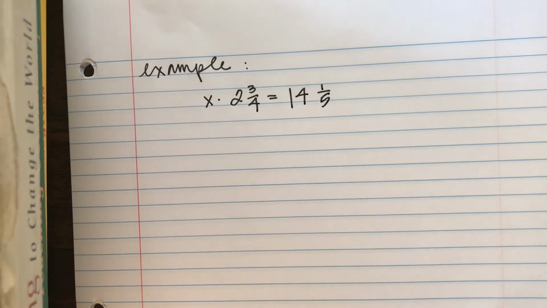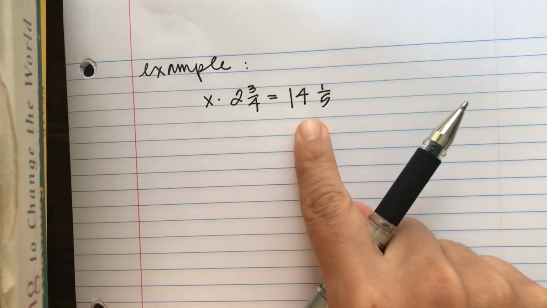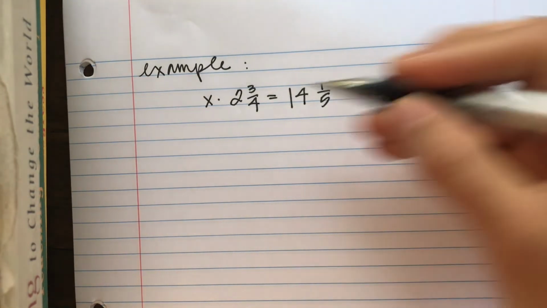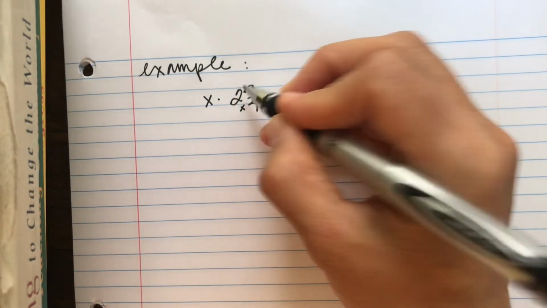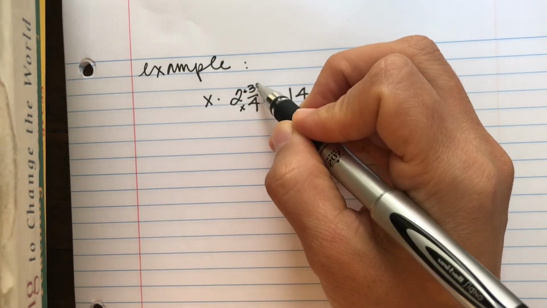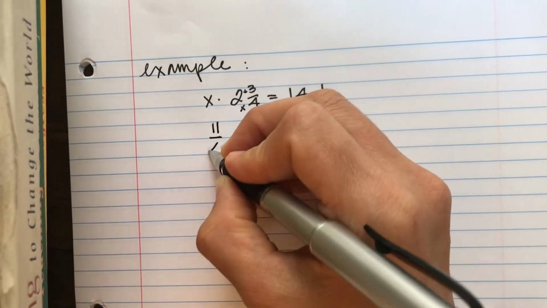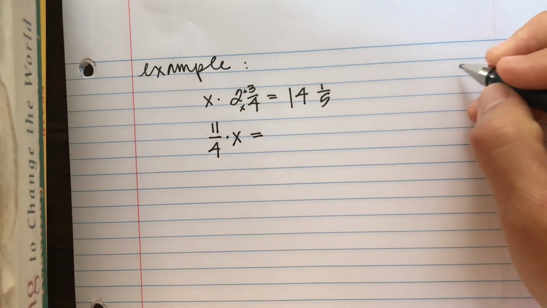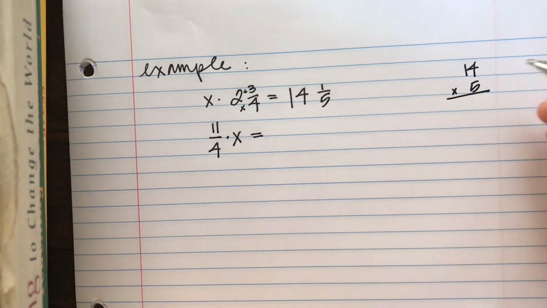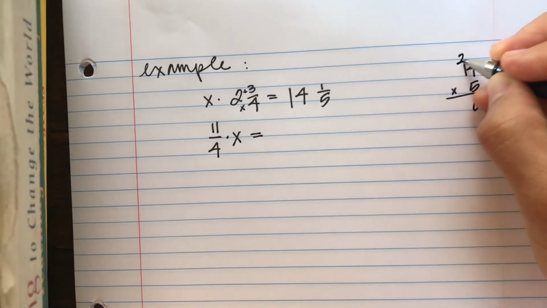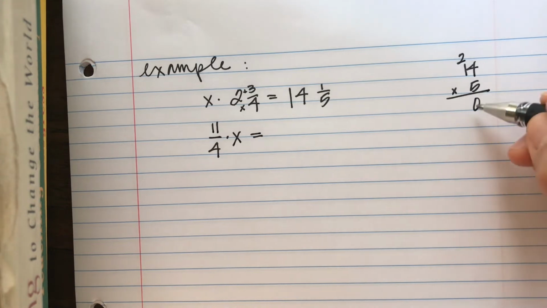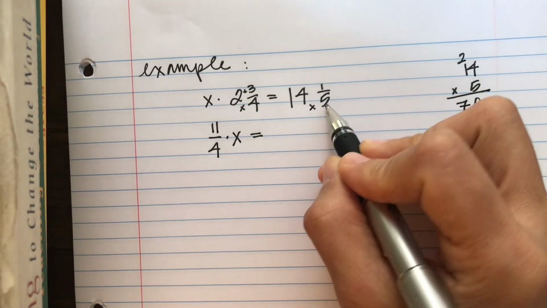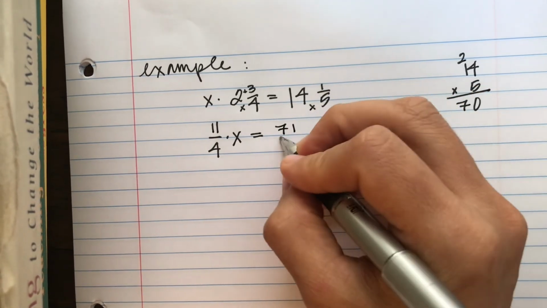If you have a problem that looks like this, guys, we have here a mixed number. Don't work with that mixed number. These are not friendly numbers. Turn it into an improper fraction. So 2 times 4 plus 3. 2 times 4 is 8 plus 3 is 11. I'm going to write it on this side. 11/4 times x equals, I'm going to do the same thing here. 14 times 5. And I don't like doing these operations in my head. I know some of you are awesome at it. I am not. 4 times 5 is 20. Carry the 2. 5 times 1 is 5 plus 2 is 7. So I've got 70. 14 times 5 is 70 plus 1 is 71/5.